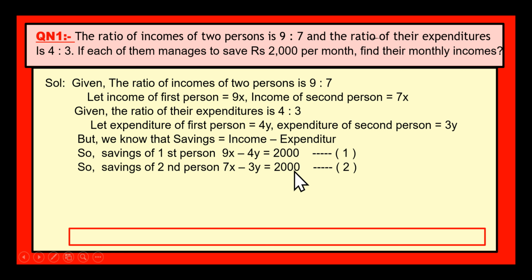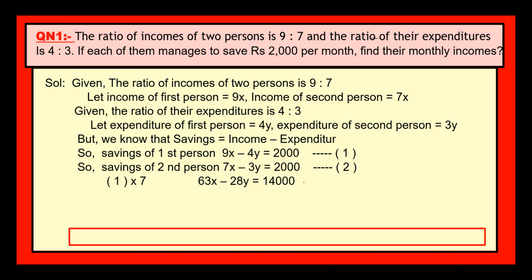Now if you observe both these equations, look at the x coefficients. The x coefficients 9 and 7 are different and the y coefficients 4 and 3 are also different. Now in order to solve these equations, let us multiply the first equation with the second equation's x coefficient, that is with 7. Now if you multiply all the terms of the first equation with 7, what happens? 7 into 9, what are 7 nines? Yes, 7 nines are 63x minus 7 fours are 28y is equal to 7 twos are 14,000.